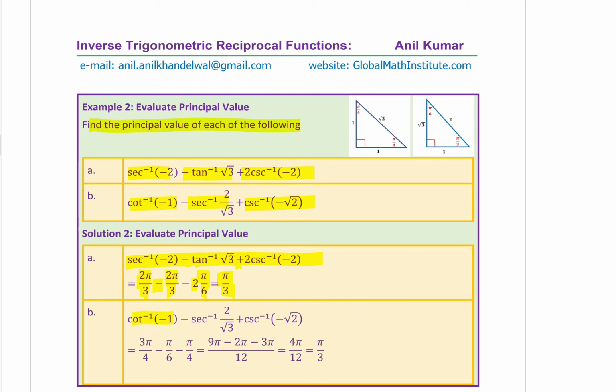The next, cot inverse minus 1. Well, cot inverse of minus 1 is 3 pi by 4. Secant inverse of 2 over square root 3. So the negative sign, and secant inverse of 2 over square root 3 is pi by 6. These triangles really help, right? So this is helping you out to get the solution for this. Now, cosecant inverse of square root 2 is basically pi by 4. Minus gives you that minus sign here. Now you can take a common denominator 12, simplify to get 4 pi by 12, which is pi by 3. And that is how you could evaluate these expressions.